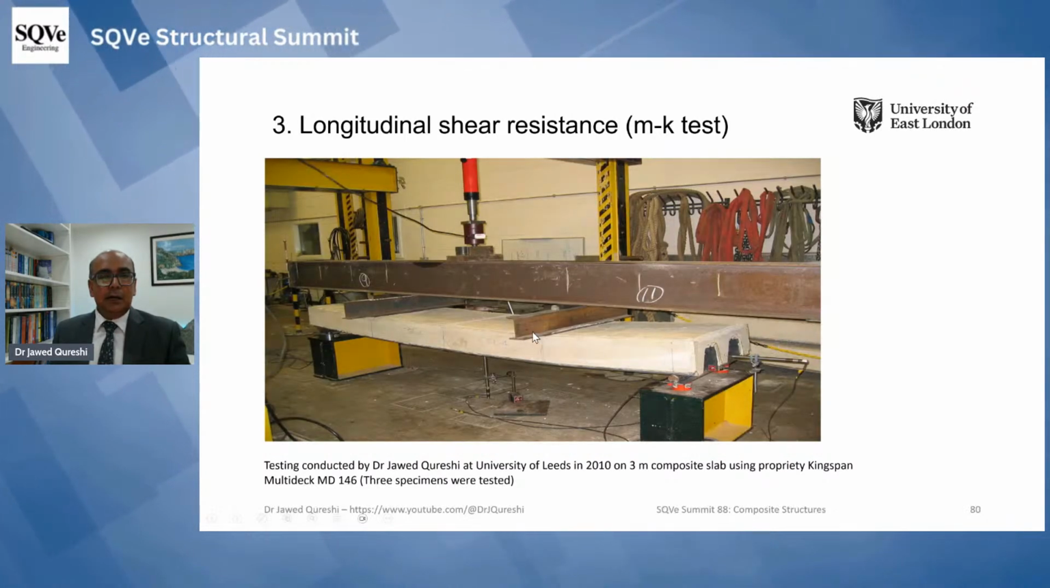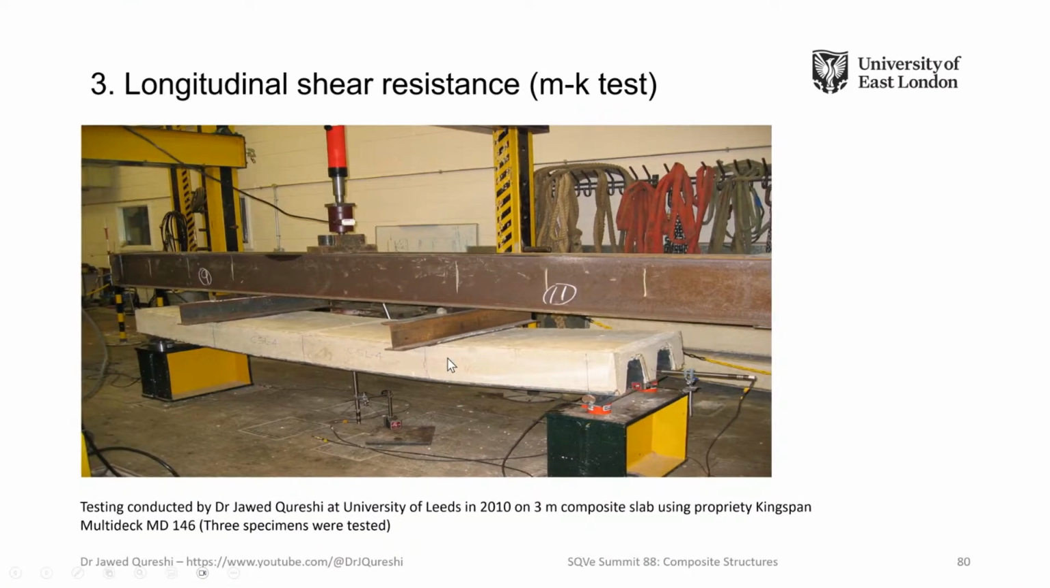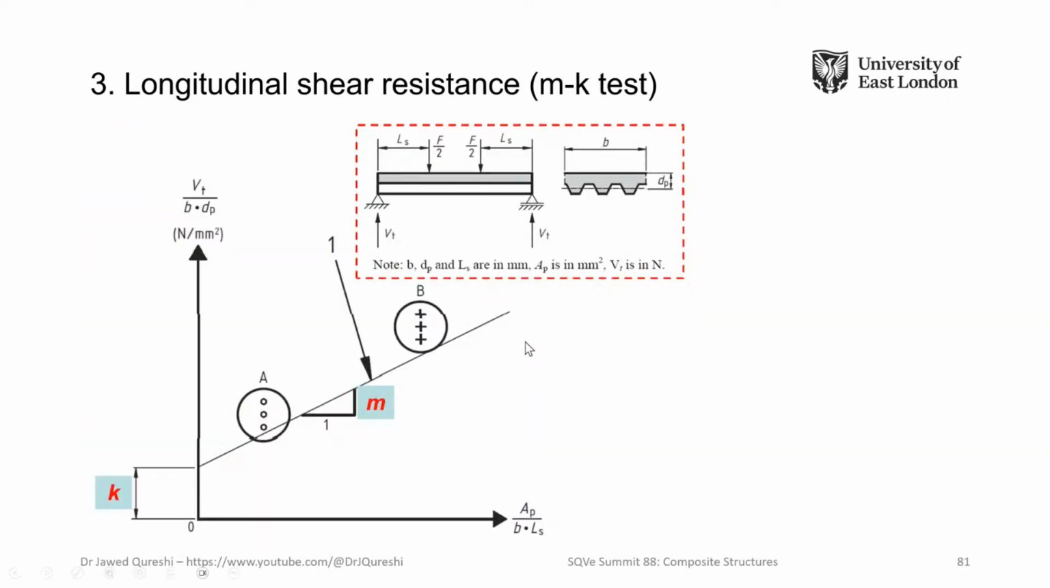And we carried out testing on 3 meter spans, and these were 3 tests as well. So this is shear span where this load is being applied. This is a normal testing procedure given in many design codes, Eurocode included. Then we have to plot V_t over b d_p, where V is shear, b is width, and d_p is depth of the profile. And we have testing A and we have testing B.